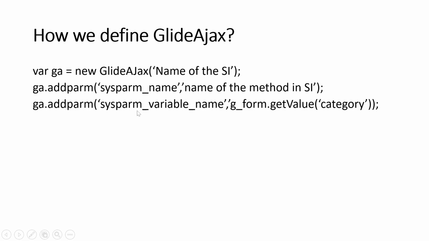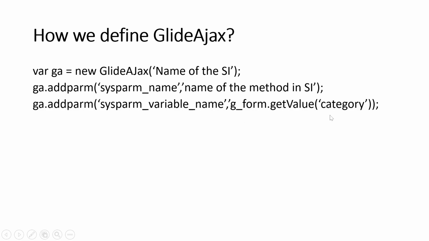So in the next line, you can see sysparm is there. I have used sysparm_variable_name. So this is a variable name I'm using. You can use anything again, XYZ, ABC. Make sure that it's meaningful in your code, right? And here I'm passing a variable to the script include. Okay, I'm telling the script include name, identifying the method, and also passing the variable. So here I'm passing the variable g_form.getValue('category').